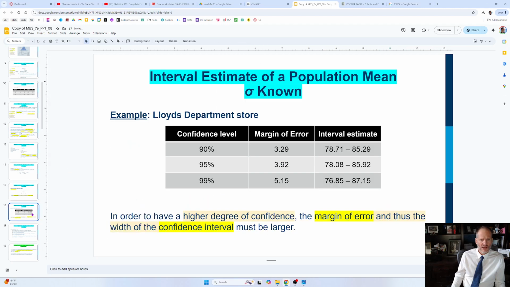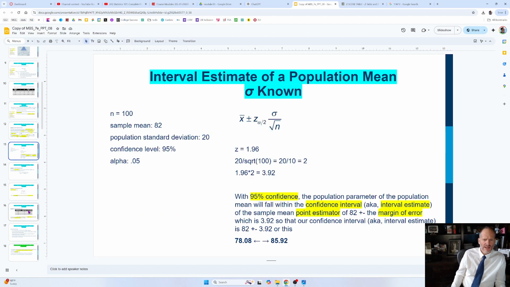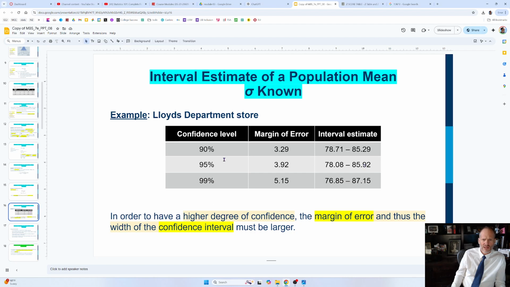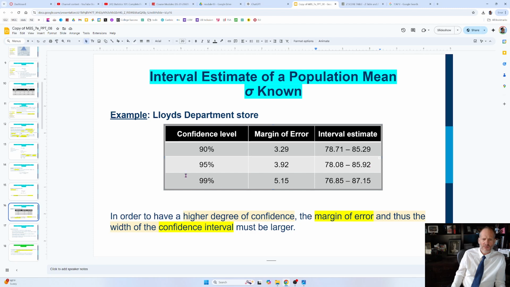And then here we have, this is what it looks like, different confidence levels. And here they got it right, because the correct answer was 85.92, and here they have 85.92 at the 95% confidence level, 78.08 to 85.92. And maybe I fixed that, so that probably is me that fixed that. And then the 90% confidence level, we have less confidence, so we have a more narrow interval estimate, right? It's not as wide as this.